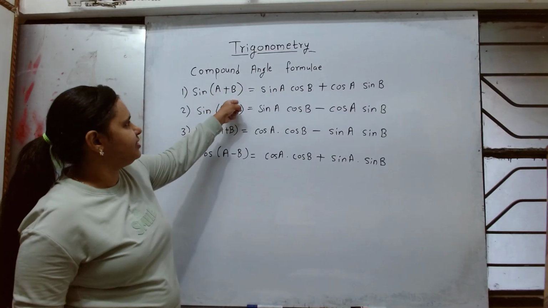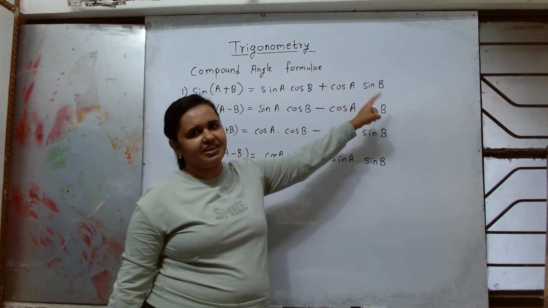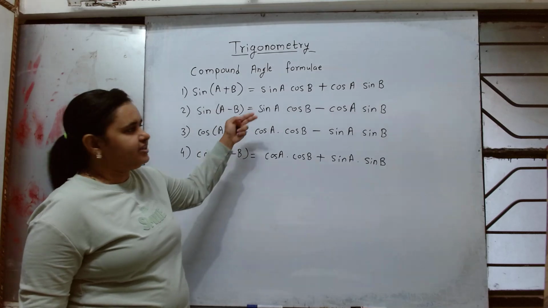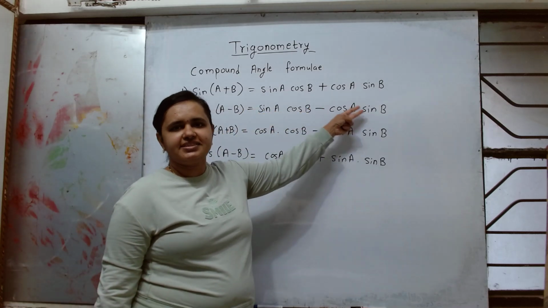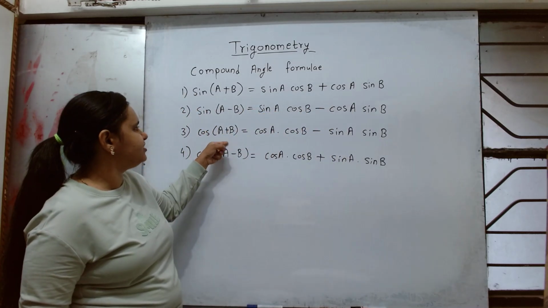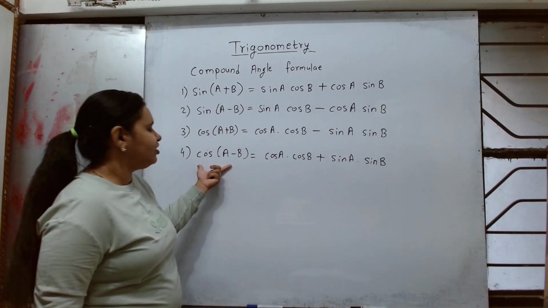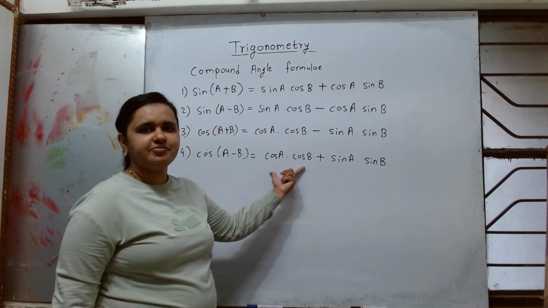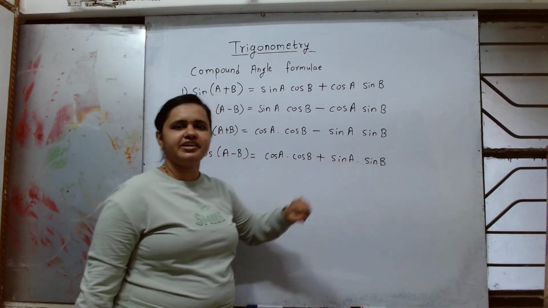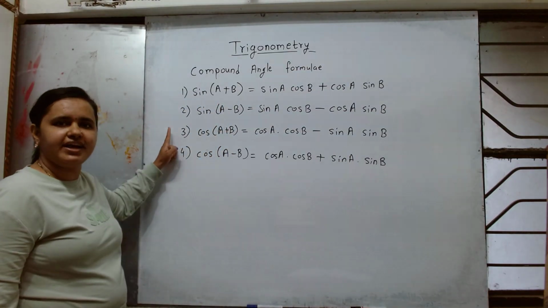So, sin of a plus b is sin a cos b plus cos a sin b. Sin a minus b is sin a cos b minus cos a sin b. Cos of a plus b is cos a cos b minus sin a sin b. Cos of a minus b is cos a cos b plus sin a sin b. Note it down. These are called compound angle formulas.